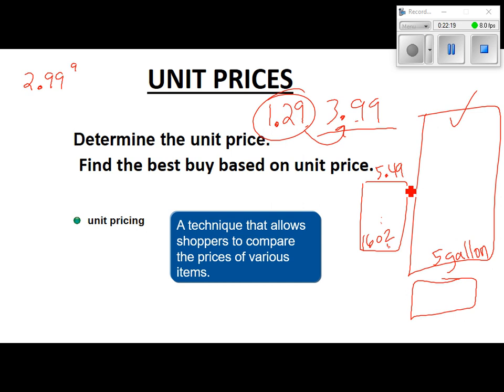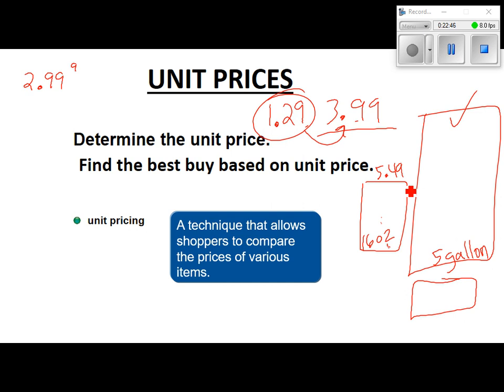So a unit price, all you do to find a unit price, or what a unit price is for, is so that you can compare items. You can compare, is this a better buy or is this a better buy? Peanut butter, stuff like that. Everybody thinks, oh, if I buy the great big jar of peanut butter, it's always a better price. Not always the case. So it allows you to look at that.